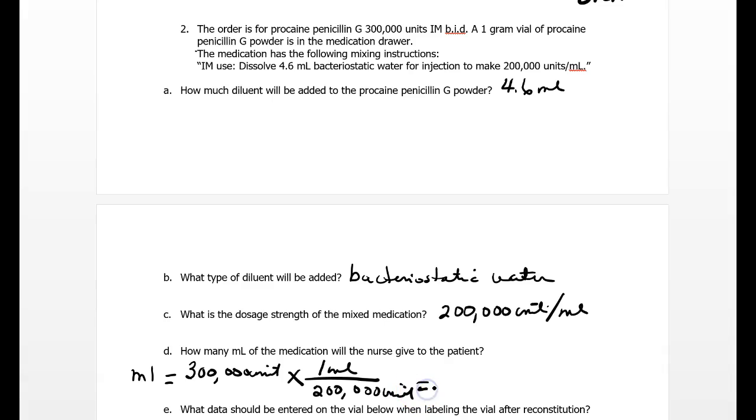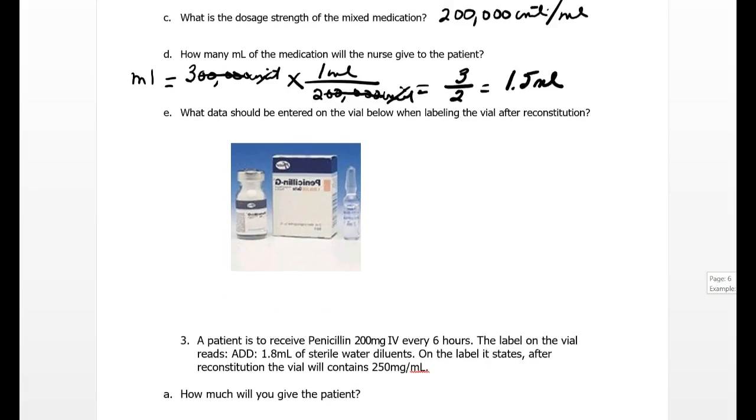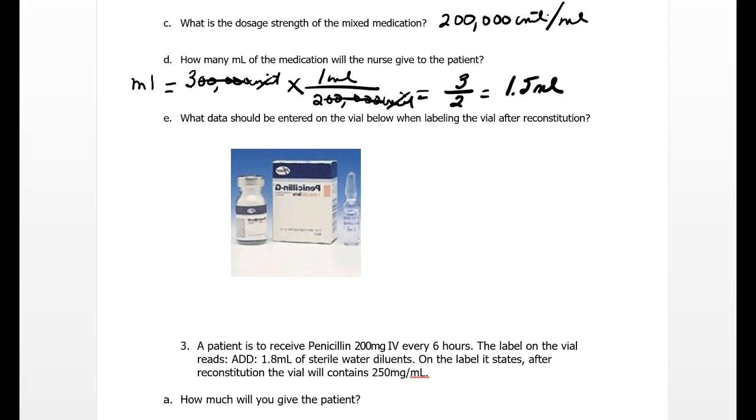That's all the information. Don't make it harder and try to add in this 4.6 milliliters because we don't need it. I can get rid of my units. I can get rid of these 5 zeros, ending up with 3 divided by 2, which equals 1.5. Okay, just make sure that you aren't adding in that.